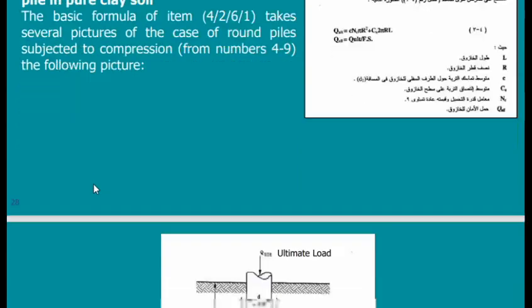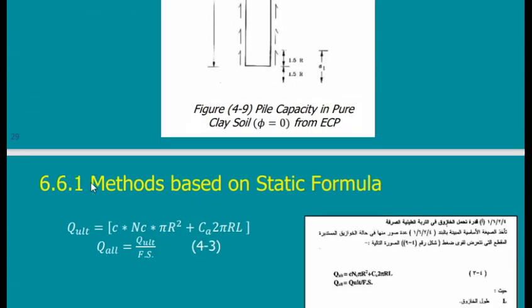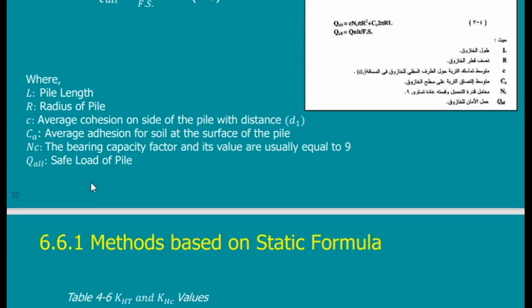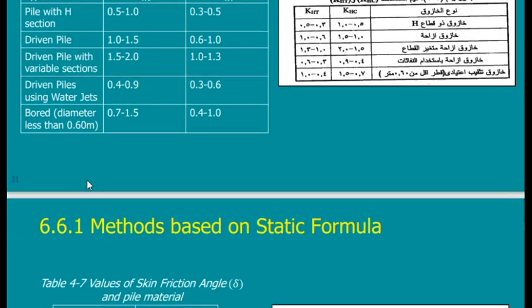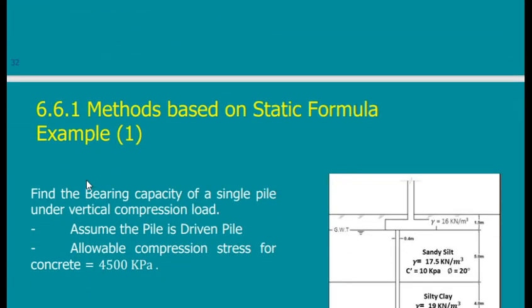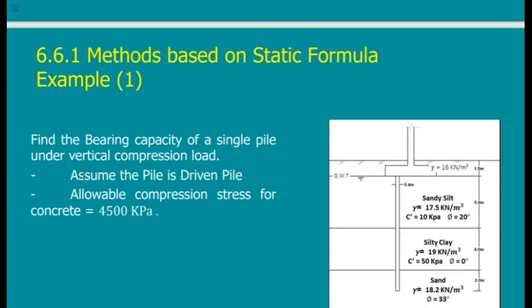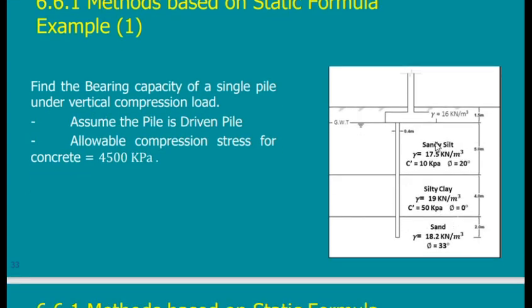All of these are just tables and charts from the code that help me in the design. To understand this, we have to go to an example. This is the pile we have. It penetrates 3 layers. The first layer, sandy silt. Second layer is silty clay. The third layer is sand.